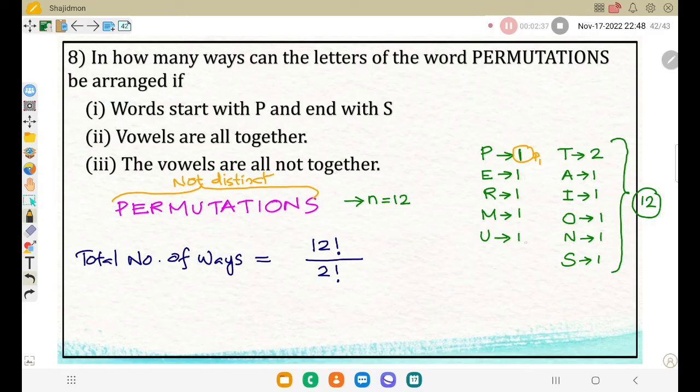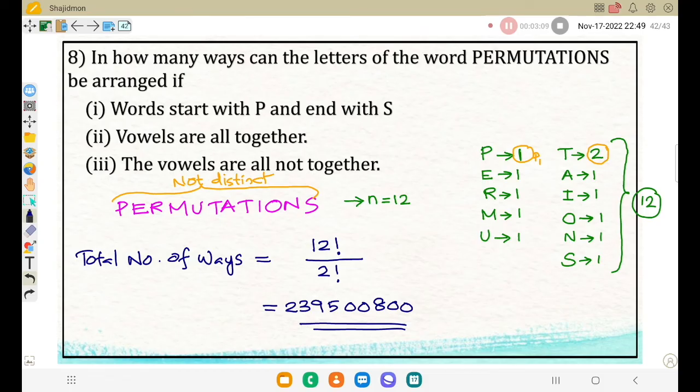P2, no need to write. P3, no need. Only write this one, 2 factorial. Correct? So you can check what is the answer getting. 12 factorial divided by 2 factorial. It is a big number. For example, you are getting this number 239,500,800. Correct? This is the total permutation. Okay, permutations, we can arrange in these many ways.